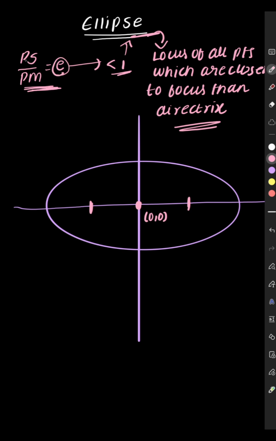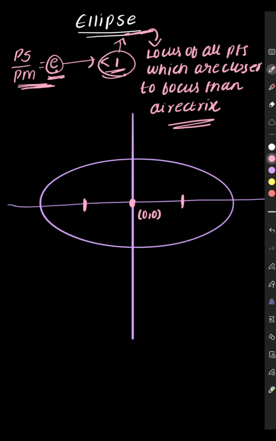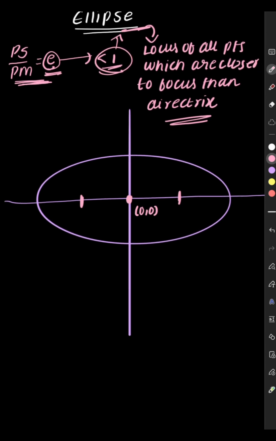We defined the ratio of PS by PM to be E, and if E is less than 1, then it's an ellipse. Ellipse can be defined as the locus of all points which are closer to the focus than they are to the directrix, or it can also be defined as the locus of a point such that the sum of its distances from two fixed points remains constant.